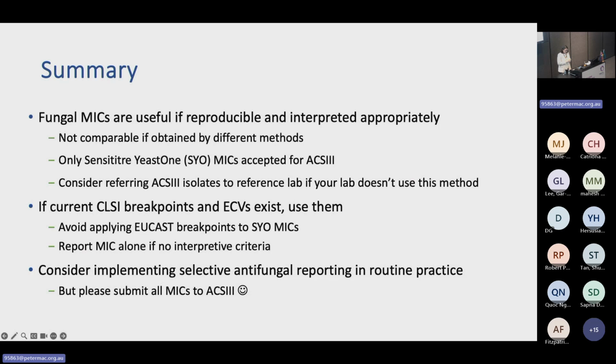Current CLSI breakpoints, or ECVs, if they exist, can be applied to Sensititre MICs, but if not, report the MIC alone. And finally, just consider maybe how your lab might be able to implement the new RCPA guidelines on selective antifungal reporting. But for the purposes of ACS3, all MICs are welcome.